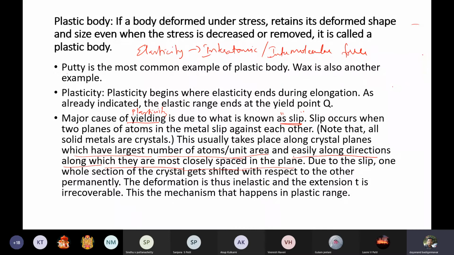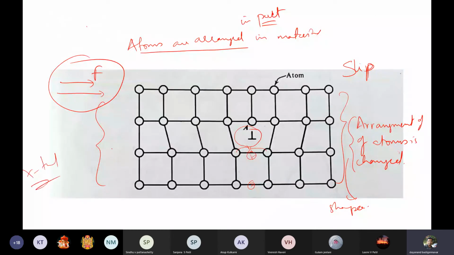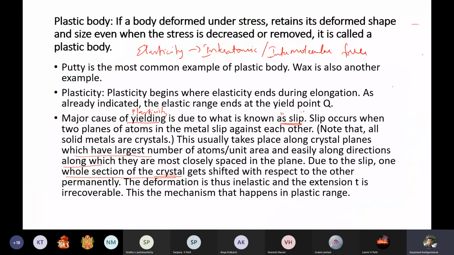Wherever the number of atoms is larger, the slip phenomenon takes place in that direction. Due to the slip, one whole section of the crystal, that is the material, gets shifted with respect to the other. So this is the crystal arrangement. We call it a crystal because it has a regular arrangement of atoms. The whole crystal gets shifted with respect to the other permanently. So therefore there is a permanent shift of the atoms.